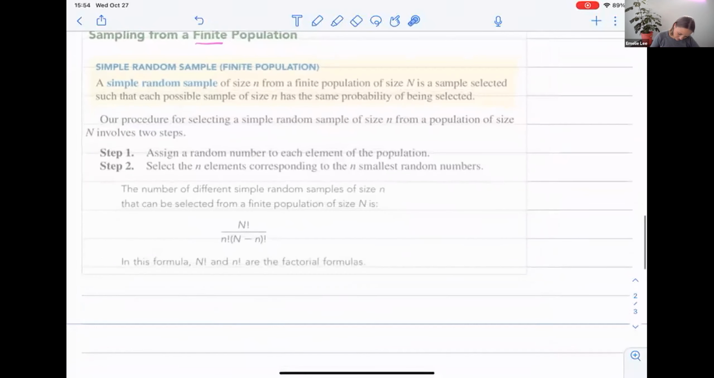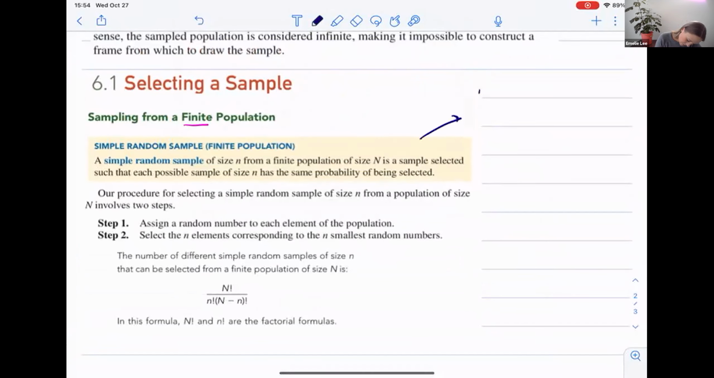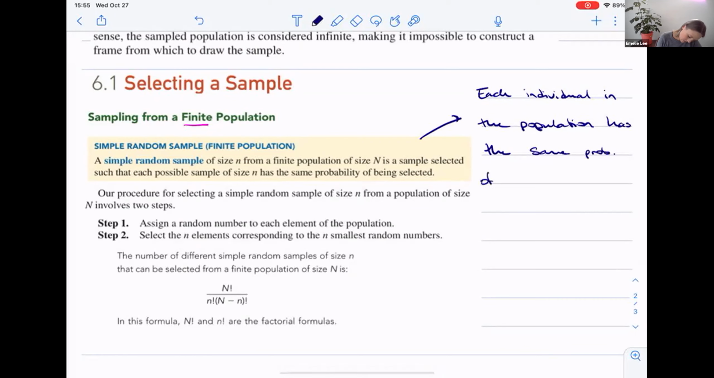Let me see if I can write that here. Each individual in the population. I guess I should have said each element, not necessarily an individual, which refers to a person, but usually we're talking about people. So each individual in the population has the same probability of being selected into the sample.